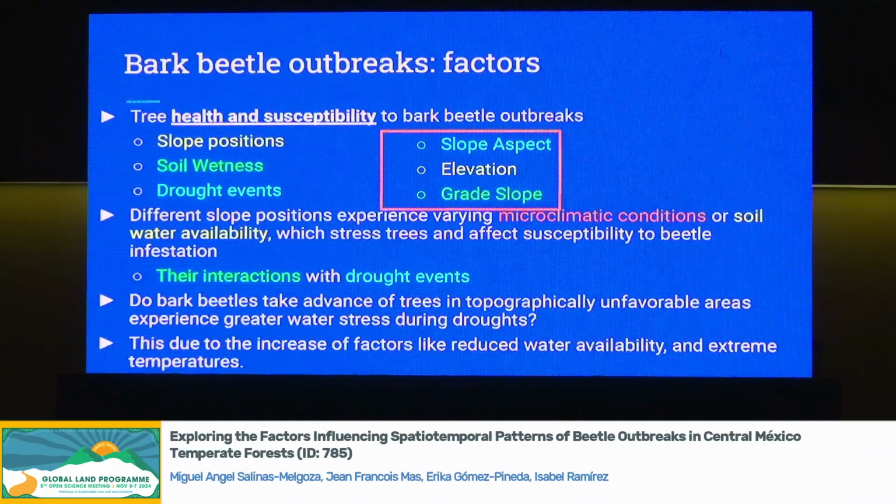The factors that are often mentioned in the literature are vast. I would like to draw your attention to some of them, mainly the topographic variables, and of course some variables related to climate change and drought. These variables are said to promote decreasing tree health and increase the susceptibility to bark beetle outbreaks. So with this study, we try to evaluate how the interaction between drought events and some topographic variables are related.